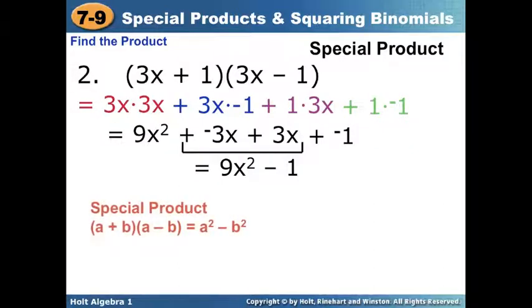Again, see that it does follow the rule that our first term squared, subtract our last term squared, is our final answer.